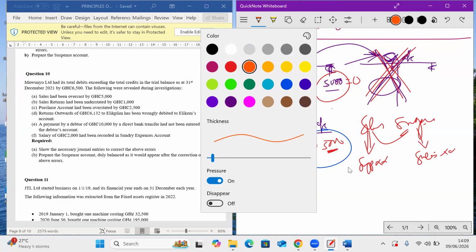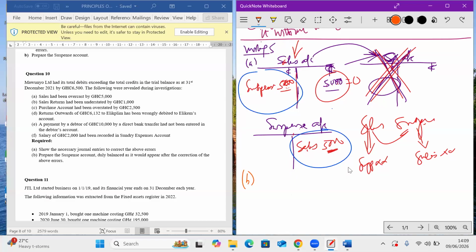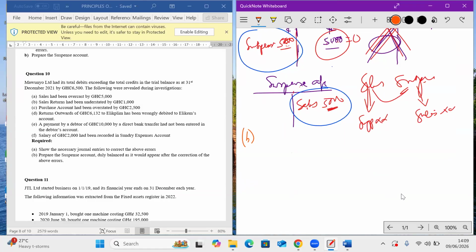Read B. Are you writing? Yes, sir. Sales returns had been overstated by 1,000 cedis. The same issue, the same error of casting. You see, they've used different words here: understated, overcast. Overcast and understatement are the same. They are all called error of casting. So whenever you see error of casting, know that they affect the trial balance. Look at the next one. Wages account had been overstated. So 1, 2, 3, they are all error of casting. Are we okay?